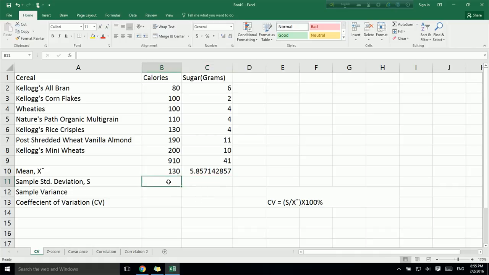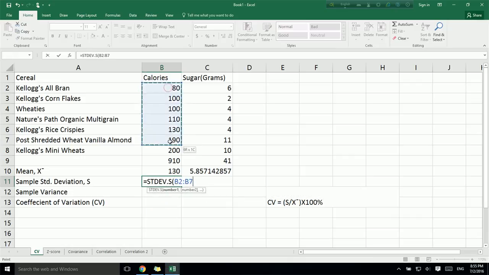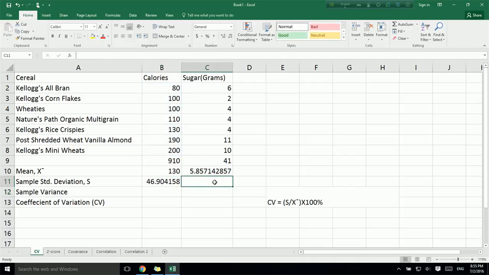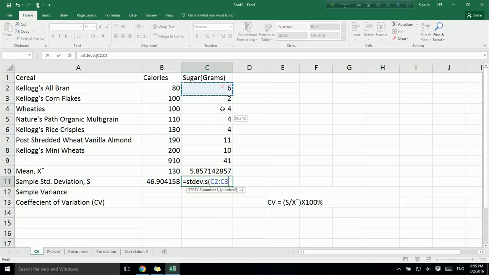Now to get the sample standard deviation, we type STDEV.S, select data. Similarly for sugar, we type STDEV.S, select data, close parenthesis and enter.